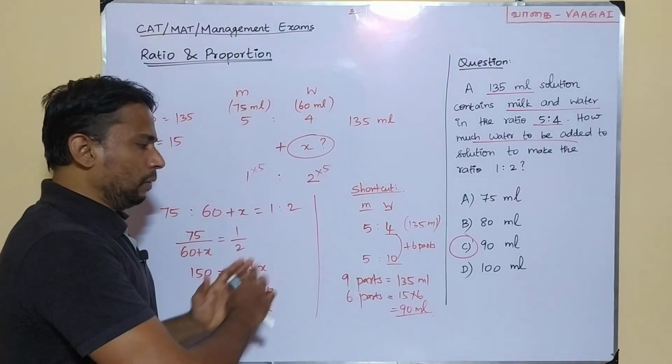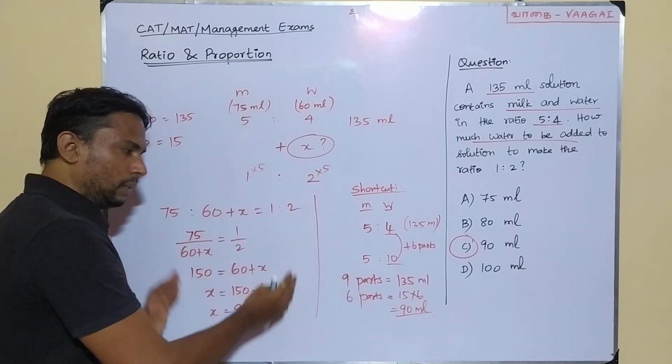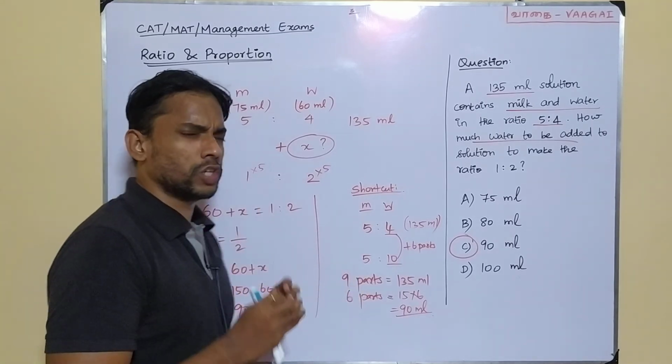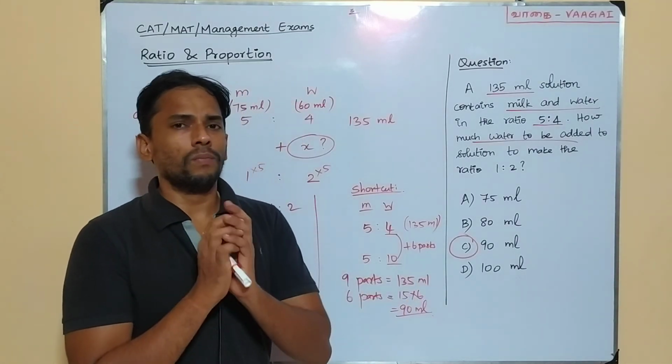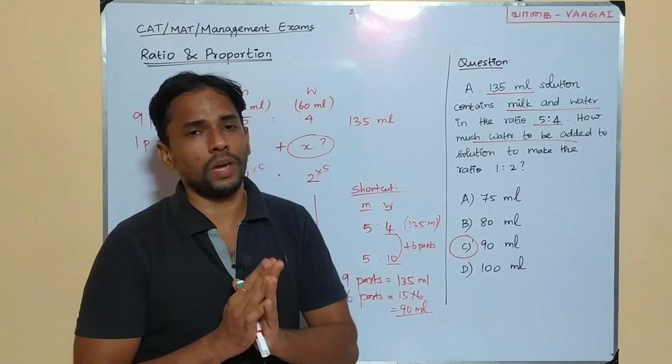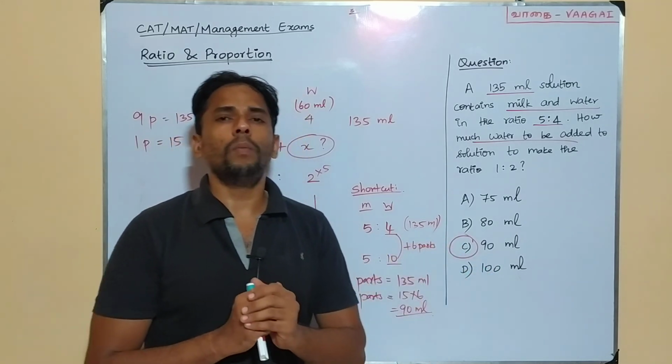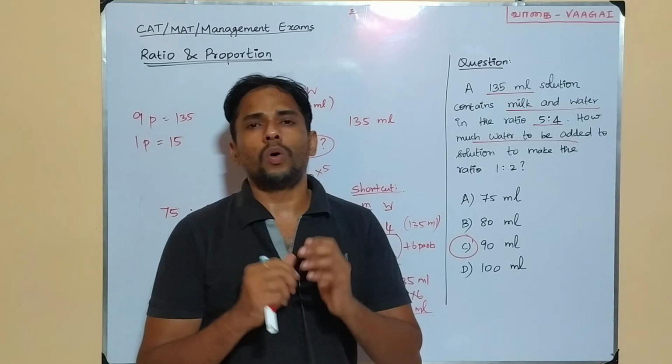So I hope you are able to understand both these approaches. This is the basic conventional approach, and this is a quick shortcut method that requires much clarity in your basics. So I hope you are clear with both these approaches to solve this problem.